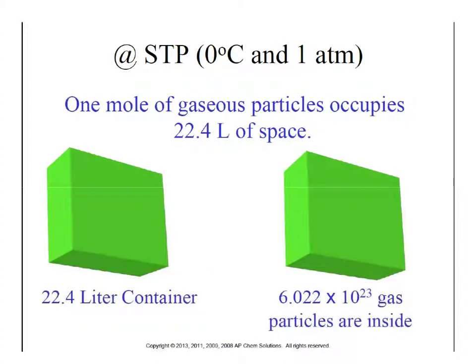So remember Avogadro's principle that we talked about a couple slides ago? The one that said that equal volumes of different gases, same temperature, same pressure, will have the same number of particles? Here it is at STP. So at STP, 1 mole of gas, so that's 6.022 times 10 to the 23rd particles, will occupy exactly 22.4 liters of space. So if we have a 22.4 liter container, and it's at 0 degrees Celsius, 1 atmosphere, there will be exactly 1 mole of gaseous particles inside of that container. It does not matter what the gas is.